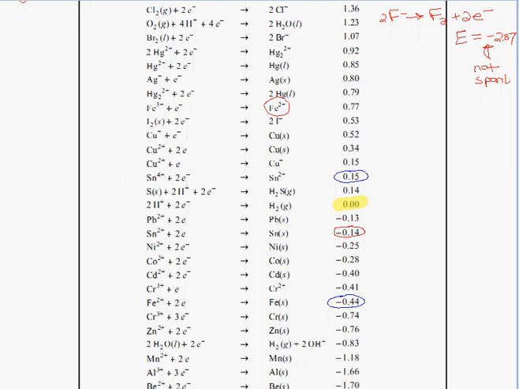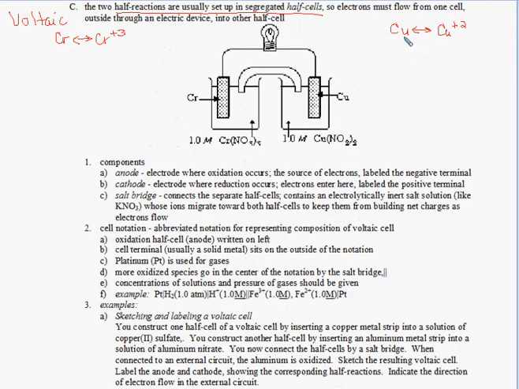Okay, so I see a couple great things here, right? Copper 2 and copper is this one. All right, sorry about that. So we've got a nice copper 2 to copper solid as 0.34. So copper 2 to copper solid has a voltage of 0.34.